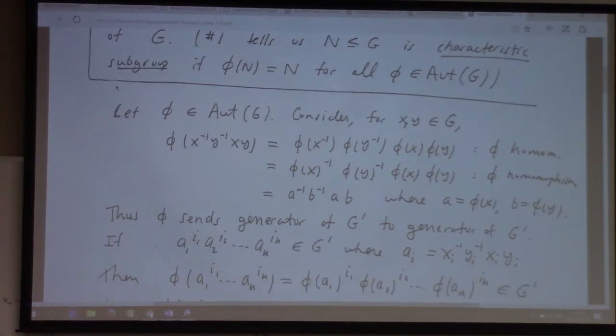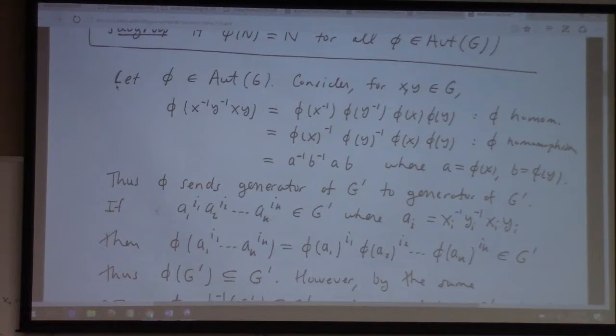So here it is. Let phi be an automorphism. Let x and y be in G. Notice that phi of x inverse y inverse x y is equal to that by the homomorphism property. But we also can pull inverses out of homomorphisms, even though phi is an isomorphism, this we also know for homomorphisms. But this is just a particular group element, right?